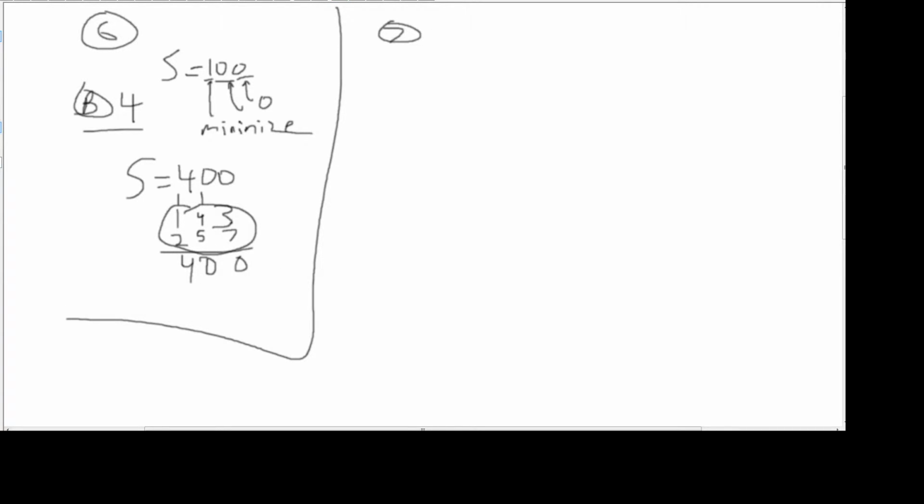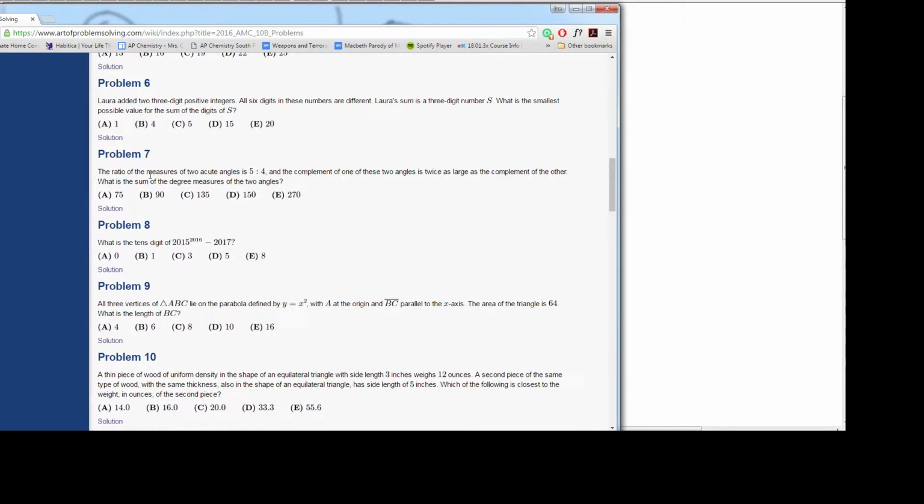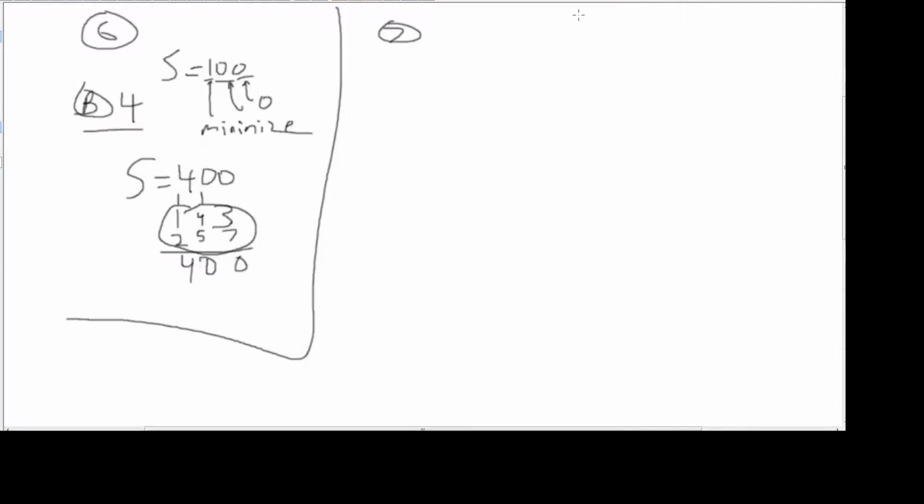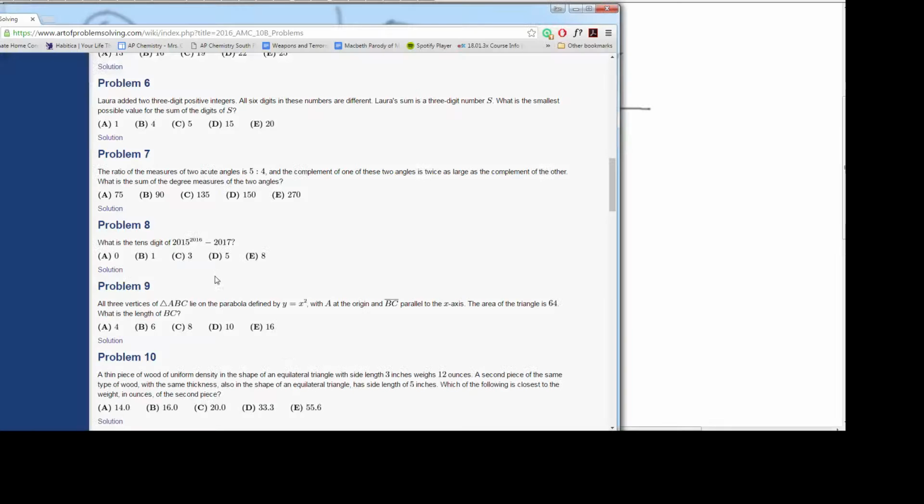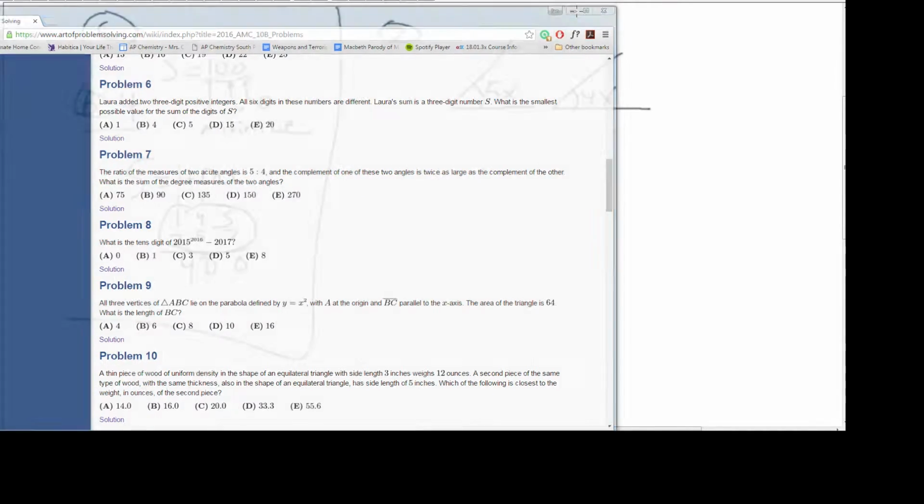So now moving on to number 7. This one is a little bit annoying because it's complements and it's just a lot of annoying things. First of all, it helps to draw it out. 2 acute angles. It's going to be 5x, and let's make this one a little bit shorter, it's going to be 4x. And their complements, which means they add to 90 degrees. The complement of one of these is twice as large as the complement of the other.